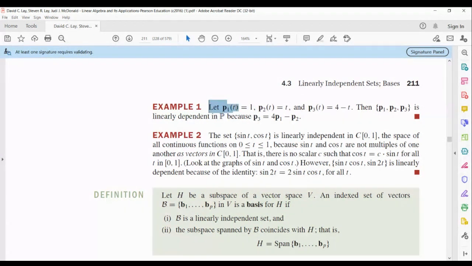So here you have 3 polynomials in the regular polynomial P1 space. They're all first-degree polynomials. This set of vectors then is linearly dependent in that space, because the third polynomial can be written as 4 times the first polynomial minus the second polynomial. Okay, so that's a linearly dependent set. Are there any questions on that?